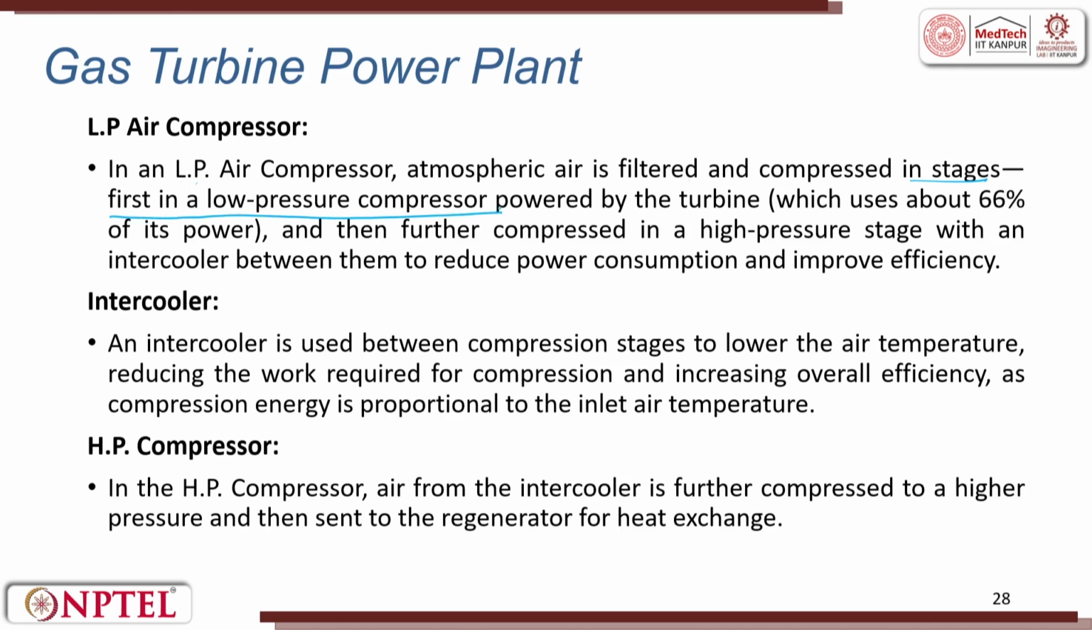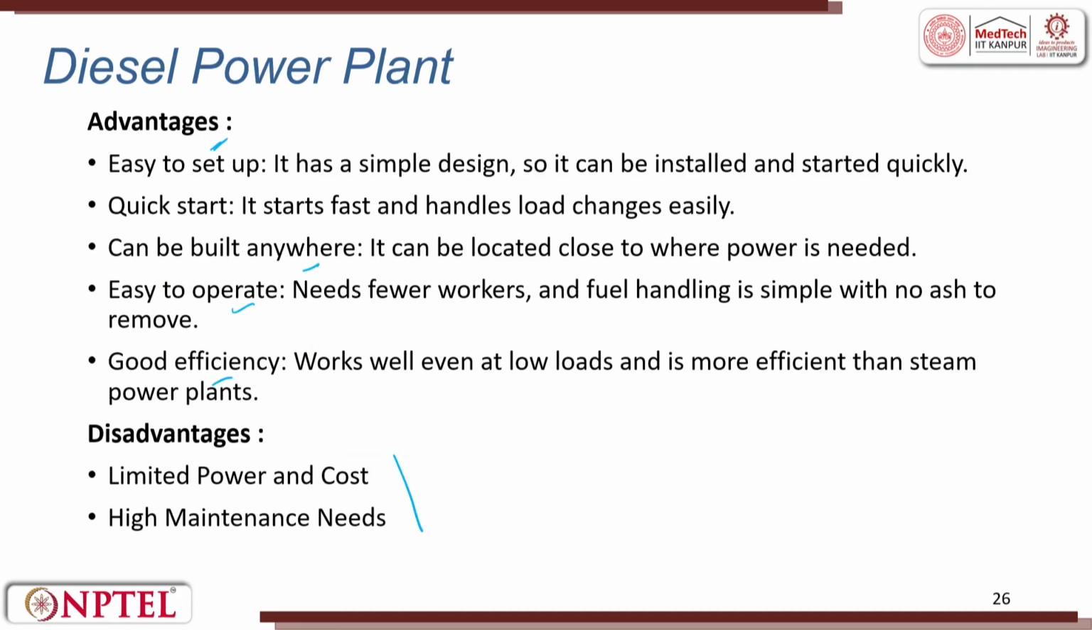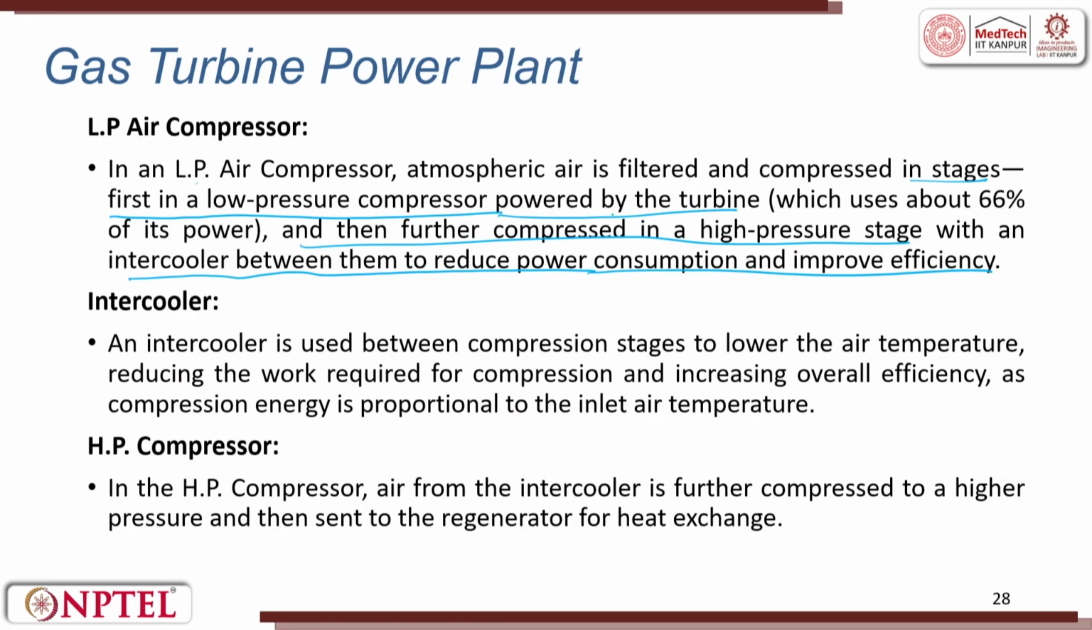First in the low pressure compressor powered by a turbine and then further compressed by a high pressure stage with an intercooler between them to reduce the power consumption and improve efficiency. Single stage compression is going to be very costly. Second thing, it is going to increase the temperature and pressures phenomenally high. So, it has to be cooled. So, that is why we send the air compressed in the low pressure compressor powered by the turbine and then further compress it in a high pressure stage with an intercooler between them to reduce the power consumption, right, and improve the efficiency. What is an intercooler?